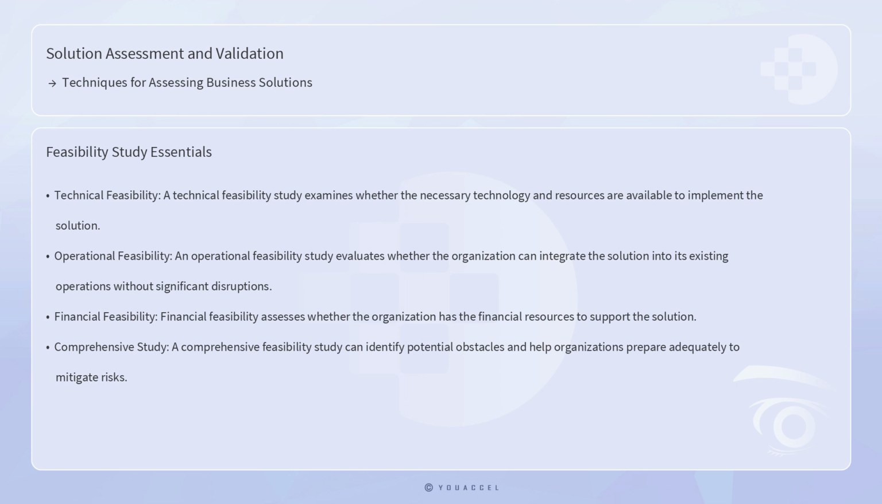An operational feasibility study evaluates whether the organization can integrate the solution into its existing operations without significant disruptions. Financial feasibility, on the other hand, assesses whether the organization has the financial resources to support the solution. A comprehensive feasibility study, as highlighted by Schwalbe, can identify potential obstacles and help organizations prepare adequately to mitigate risks.